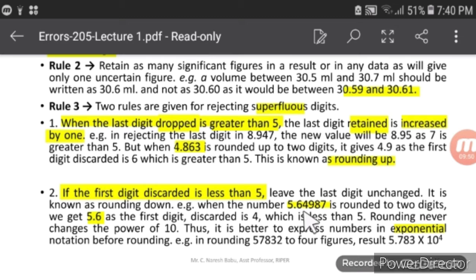And here is one more case, exponential. What is that case? Here an example is given: 5.57832. When you are expressing it like 5.578 multiplied by 10 to the power 4, you are seeing the 2 here, but when it is in exponential notation, the 2 is skipped because it is just less than 5.